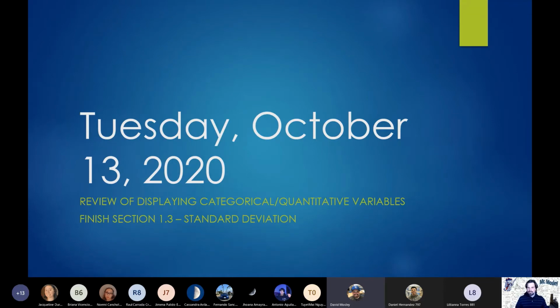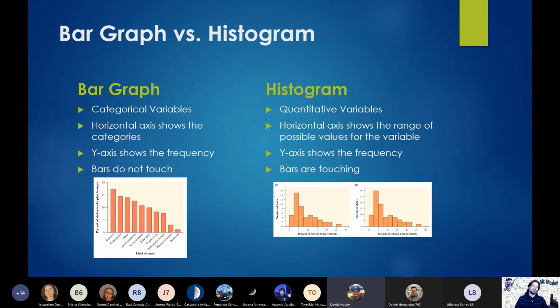Let's do that right here. All right, first, something I noticed while grading was that we need to review bar graph versus histogram. Many of you totally get that a bar graph is for categorical variables and a histogram is for quantitative variables, right? That seems to be pretty clear. However, what starts breaking down is what they look like and what we can say about them. In general, they look pretty similar, right? They both have an X and Y axis.